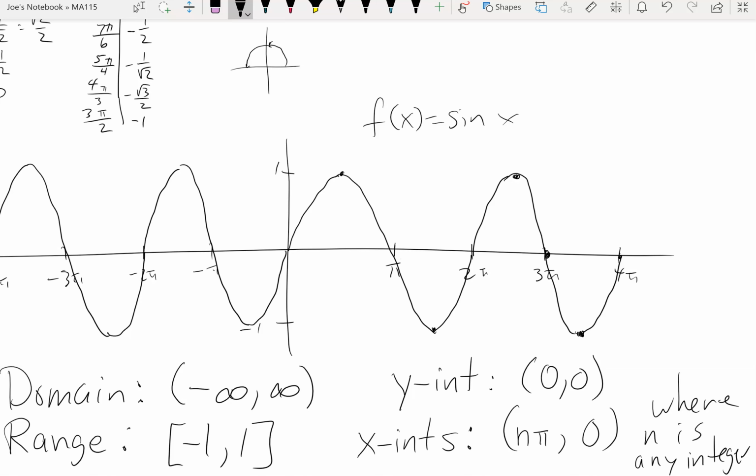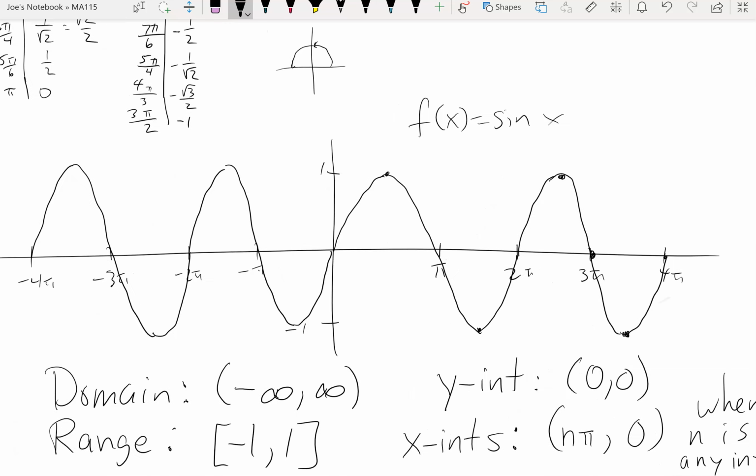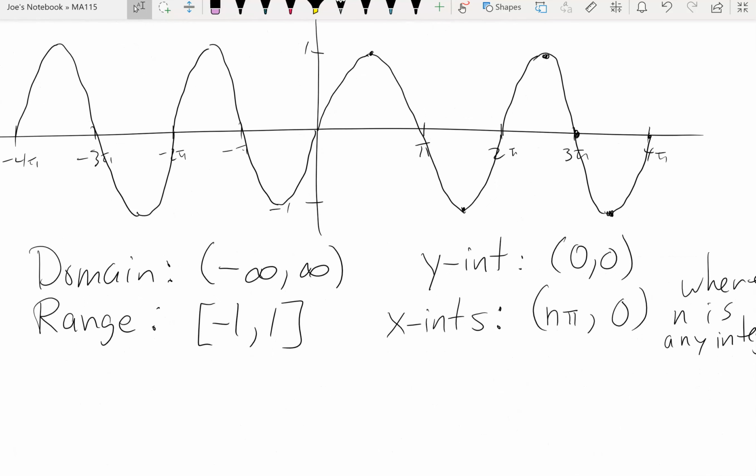So integer, again, just means a whole number that could be negative, right? No decimal part. Okay, so if I put in 0 for n, I get 0, 0. If I put in 1 for n, I get pi, 0. Right? Those are the points that I'm talking about. So it crosses the x-axis at the multiples of pi. X is a multiple of pi. Does that make sense how I wrote that? Okay. We'll write things like this quite a bit this semester, so it'll make more sense as we go along.